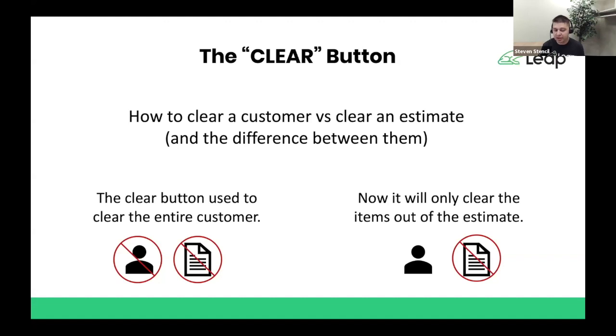Well, now that same clear button is there, but you'll notice in the new version, we have divorced the estimates and the customers. So when you clear out the estimate, it literally just clears out the measurements for that estimate. If you wanted to clear out the customer, you'll tap the customer tab, and then that's how you clear out the customer, which in turn clears out the estimate, which I'll show you here in a second.